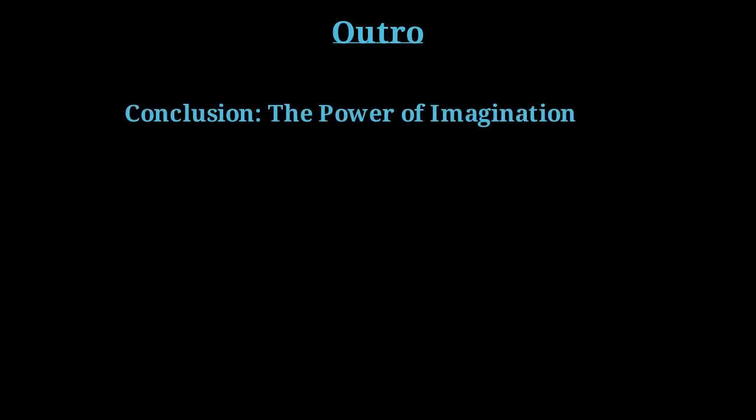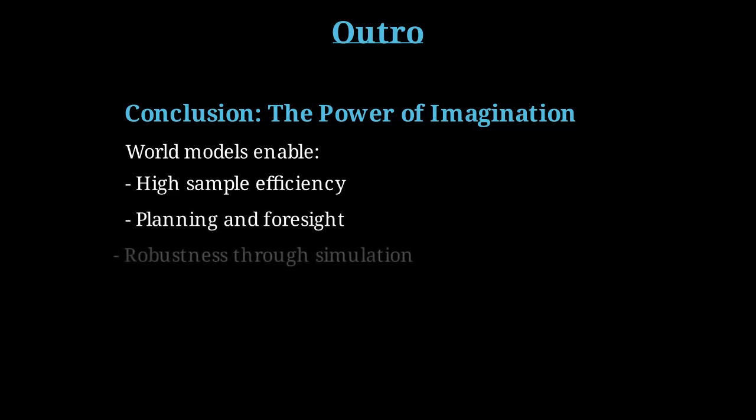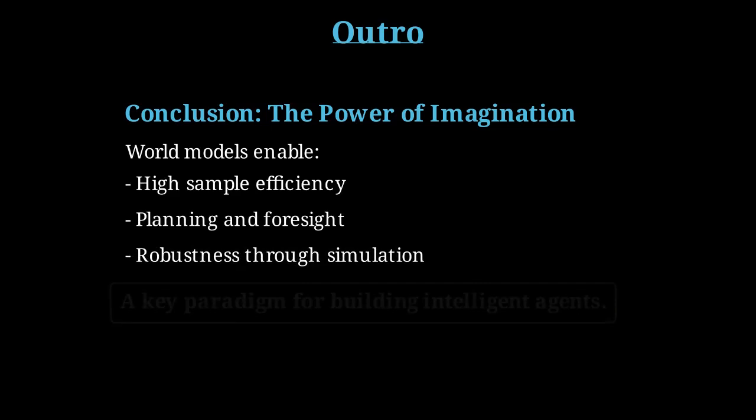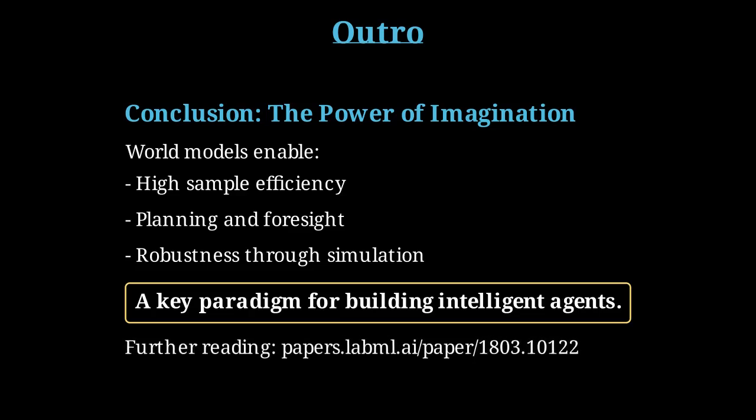World models represent a fundamental step towards agents that can understand and reason about their environment. By giving agents an imagination, we allow them to learn from simulated experience that is faster, safer, and more abundant than real-world interaction. While challenges like compounding error and model mismatch remain, the rapid progress in this field suggests that learning to dream may be a critical part of the path towards more general and capable artificial intelligence.